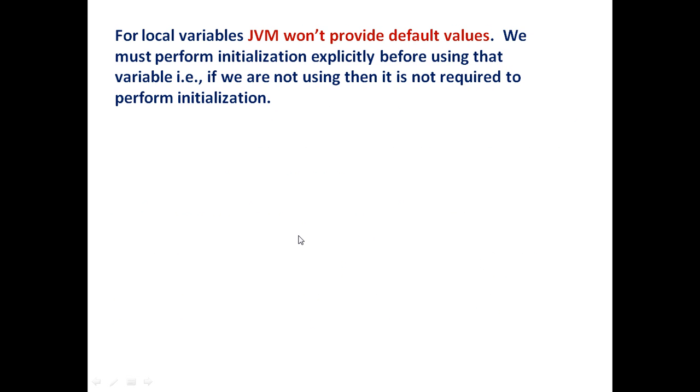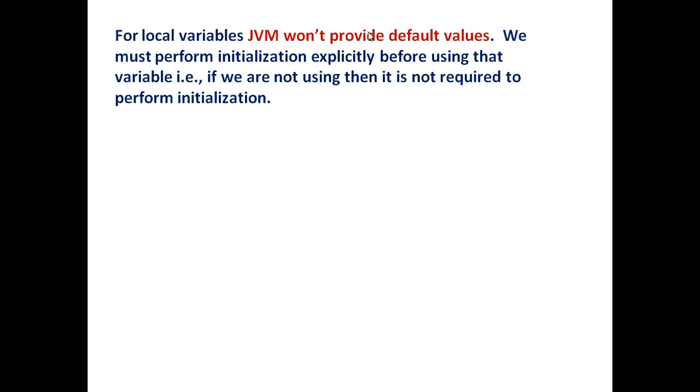Next, there are some points that we must remember about local variables. The first is, for local variables, JVM won't provide default values. We know that for static variables and instance variables, JVM provides default values. And what are default values related to different types of variables? We have discussed those values in our previous video sessions, so I hope you have watched those sessions.